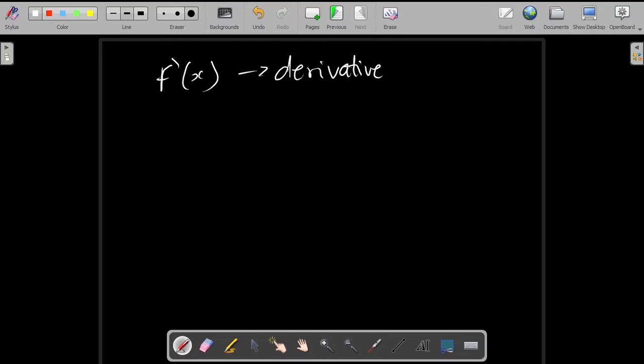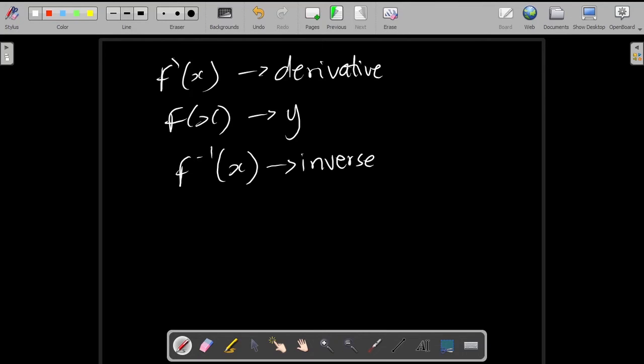This is for the derivative, and f of x will be the y value of a function at a specific x, and this would indicate the inverse. So don't confuse these three things. Just make sure that you have this in check and you remember how to differentiate all of these. I said differentiate, that is funny. Not really, but okay. So that is that. Those are the three things that you should be able to identify. But now we're specifically dealing with this one.